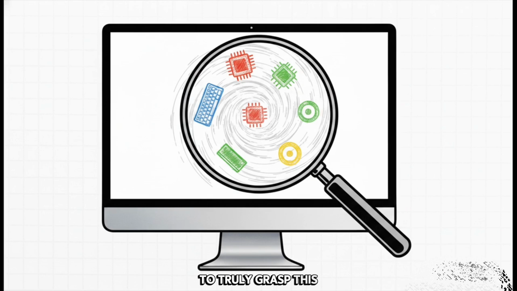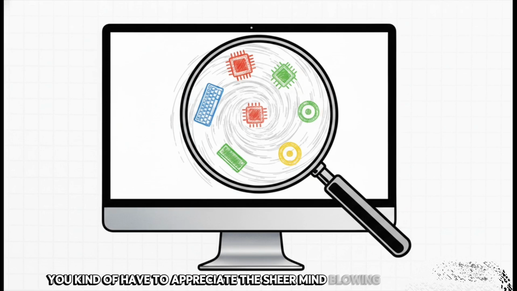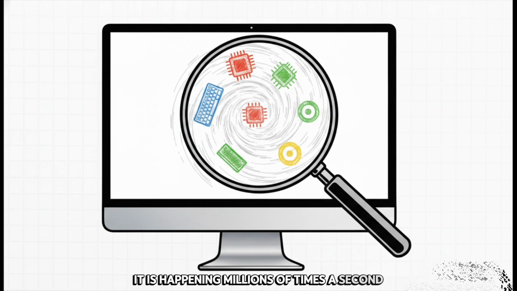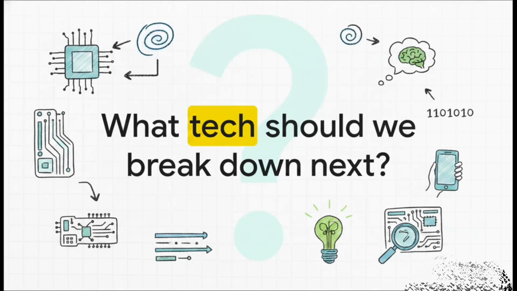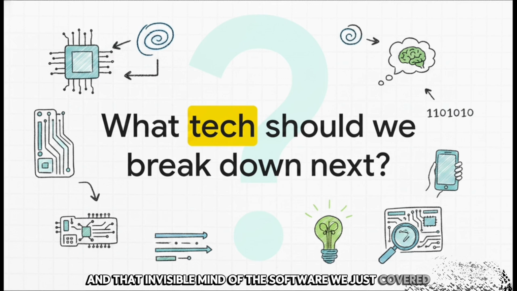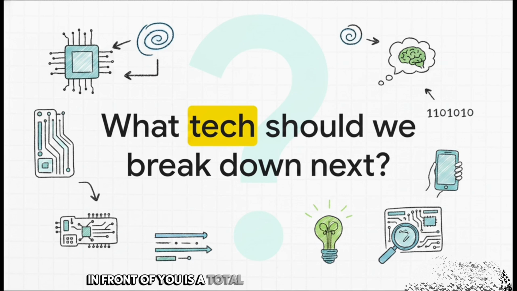To truly grasp this, you kind of have to appreciate the sheer mind-blowing scale of it all. This four-step loop isn't just happening once or twice. It is happening millions of times a second. Literally right now, right behind the screen you are looking at to watch this. Millions of cycles, flawlessly pushing out the audio and visuals you're experiencing in this exact moment. It's actually kind of crazy to think about. It honestly just leaves you in awe of the incredible interplay between the physical body and that invisible mind of the software we just covered. I mean, the device right in front of you is a total marvel of modern engineering executing this cycle flawlessly.